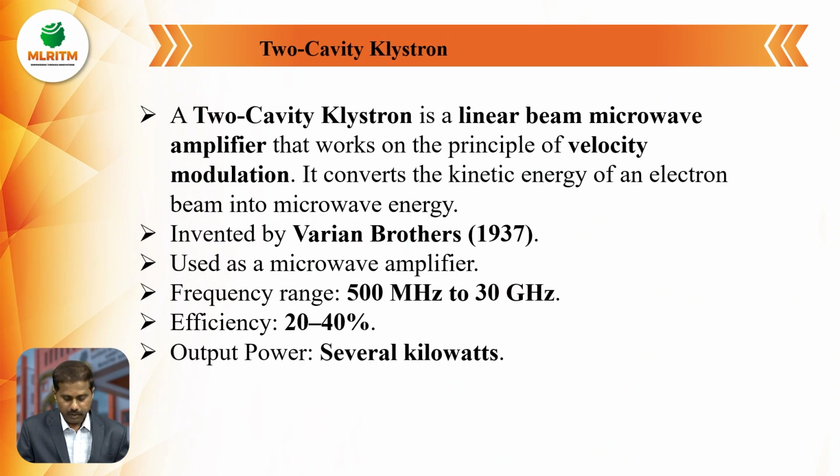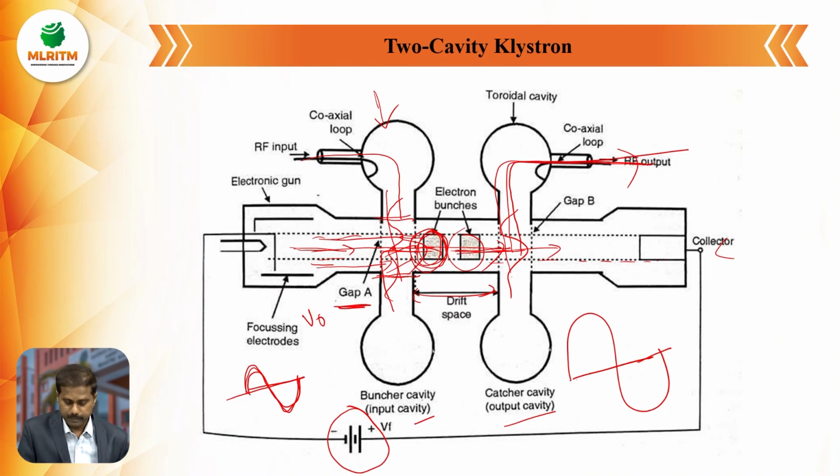So, as we observe, the two-cavity klystron is a linear beam microwave amplifier that works on the principle of velocity modulation. In the entire operation, we discussed velocity modulation, how the electrons increase and decrease their velocities with the alternating current. It converts the kinetic energy of an electron beam into microwave energy. Already we discussed how the operation is done.